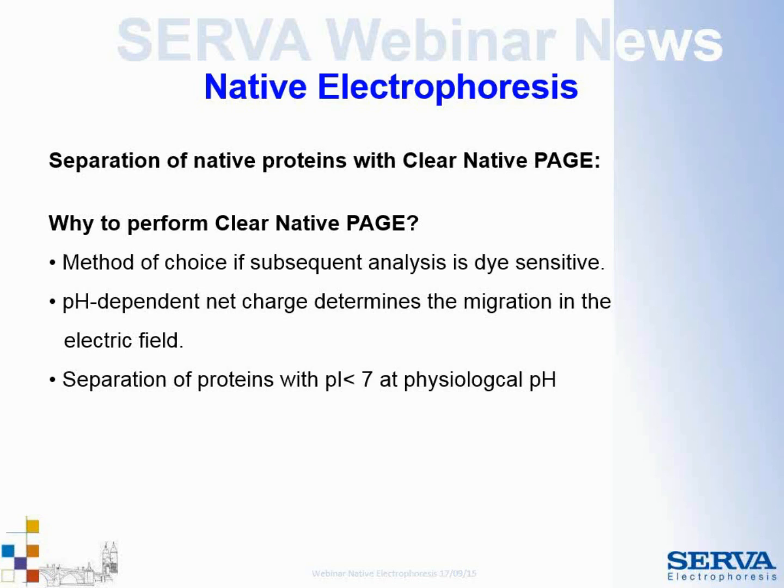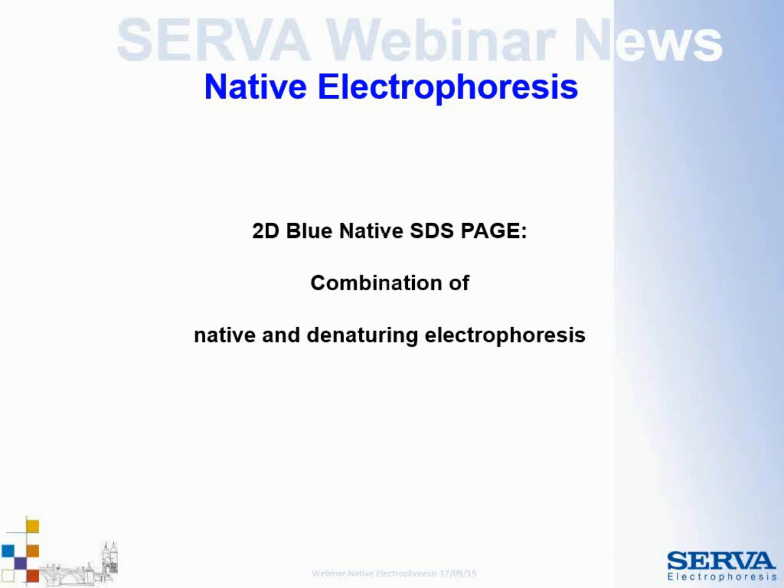In this special kind of electrophoresis, the net charge of the protein is pH dependent, and so this determines the migration in the electric field. This means that the separation of proteins with a pI lower than 7 at physiological pH is possible. If the pI is higher, these proteins could not be separated in the gel.